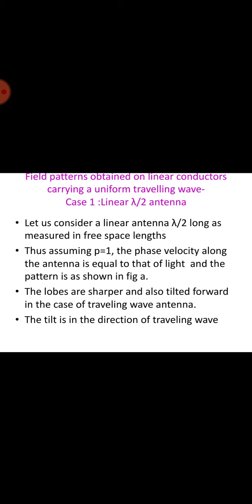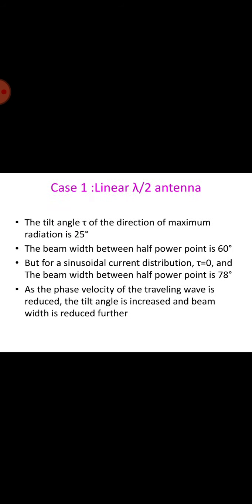Now let us have a look at the field patterns obtained on linear conductors carrying a uniform traveling wave. In the first case, let us have the linear lambda by 2 antenna. Assuming p is equal to 1, the phase velocity along the antenna is equal to that of light, and the pattern calculated is shown in this figure. The difference between this pattern and that for the linear lambda by 2 antenna with the sinusoidal current distribution or standing wave is striking.